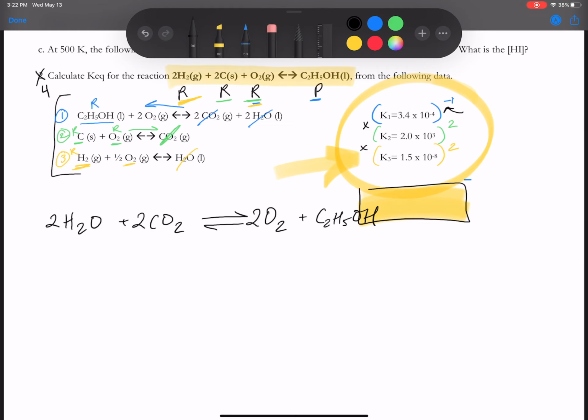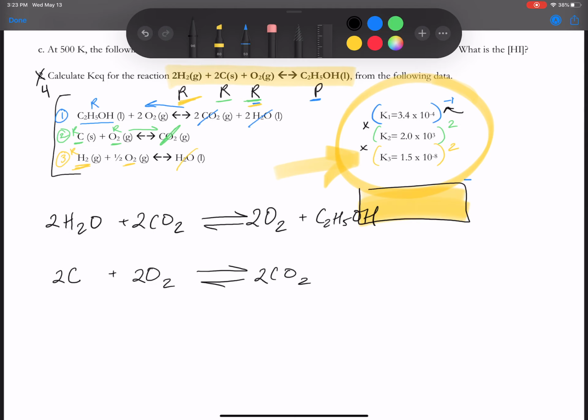Now I need to do the same thing with the next 2 reactions, my 2 and my 3. For my 2 and my 3, I didn't need to reverse any of them. I stayed with the forward reaction. So I'm just going to copy them down the exact same way that they were written out for you with your data. What I do need to do is manipulate my power. So remember, you took everyone to the second power. So the 1 now becomes a 2, the 1 becomes a 2, and the 1 becomes a 2. And that's it for your second reaction.